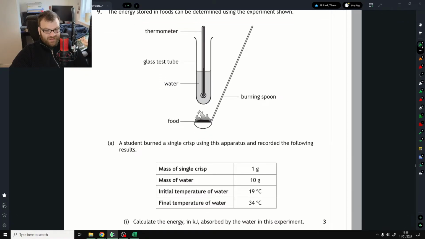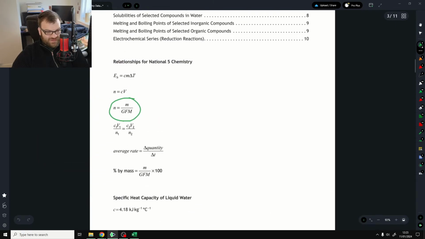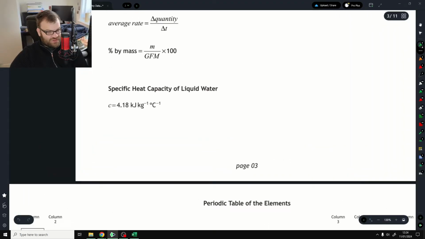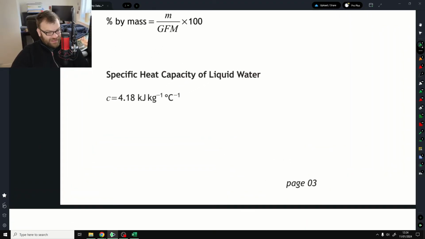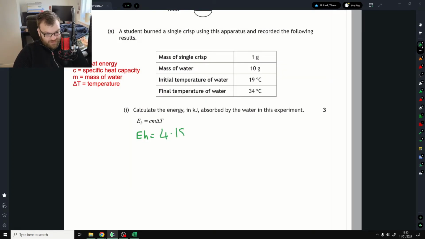Next up, we are burning food, and we're asked to calculate energy. We are using a different relationship. We are going to use EH equals Cm delta T. In this relationship, EH is the heat energy, C is the specific heat capacity of the chemical being heated, M is the mass of the chemical being heated, and delta T is the change in temperature. So we want to work out EH. C, for water, it is 4.18. It tells you in the data booklet. It tells you it's 4.18 kilojoules per kilogram per degree Celsius. So I can just pop in 4.18.